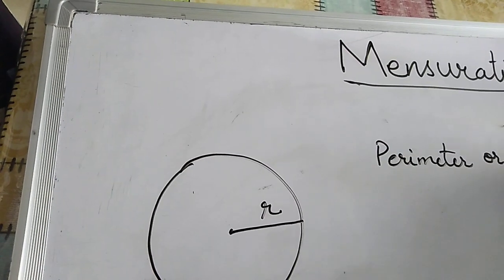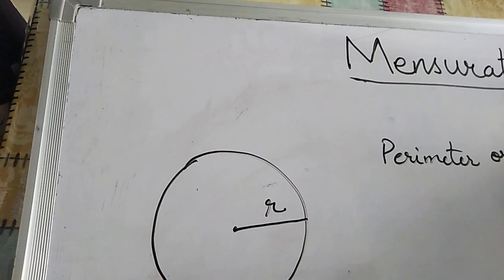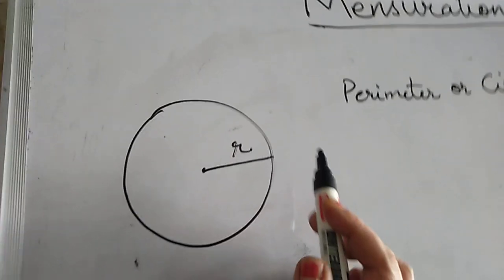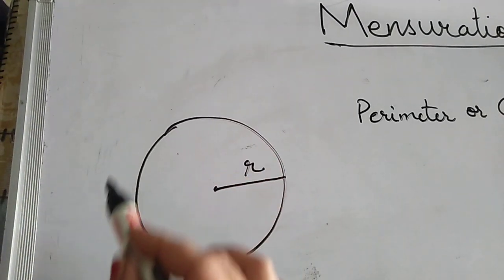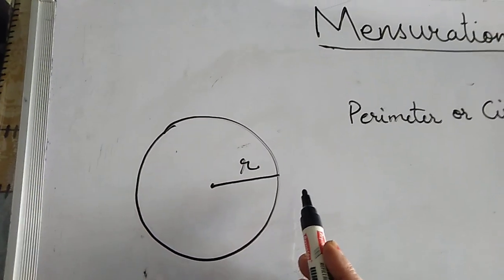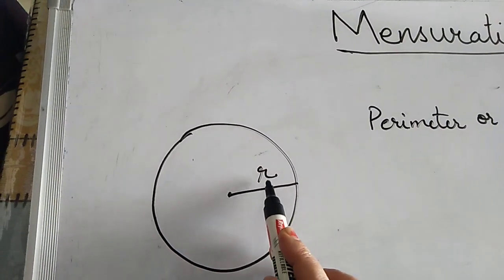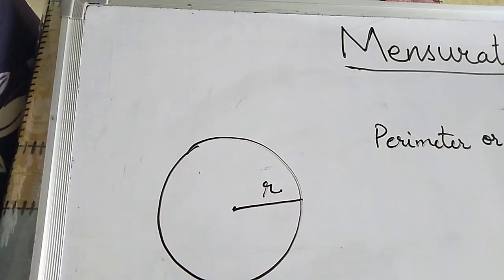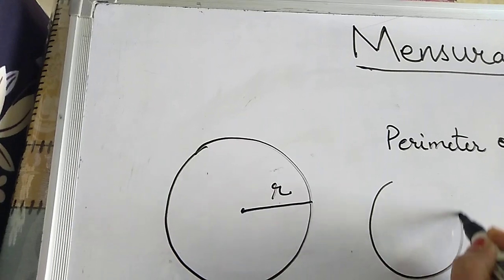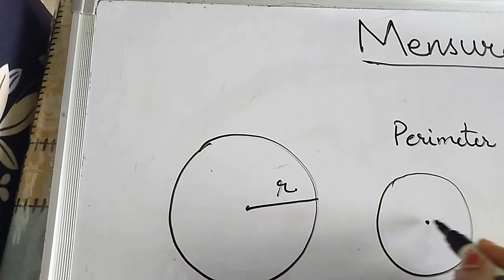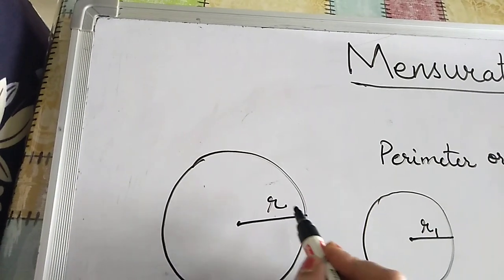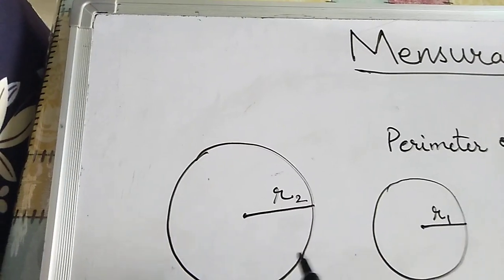Circumference in this case. Perimeter can be anything, but circumference is always a curved boundary. So since this is a curved boundary, we call it circumference. Now he wanted to find out what is the relation between this radius and this circumference. So what he did, he drew several circles with different radii: R1, R2, 7, 14, 21.